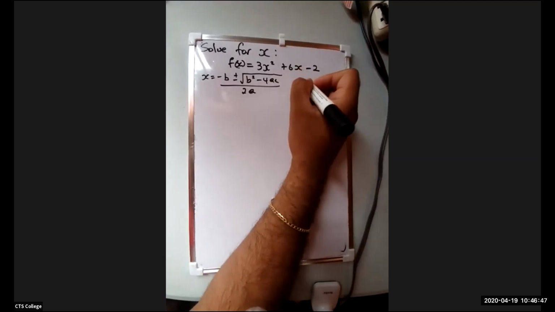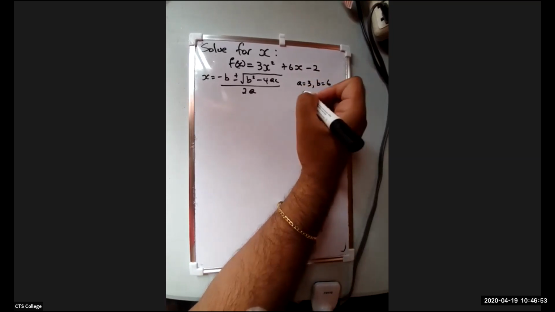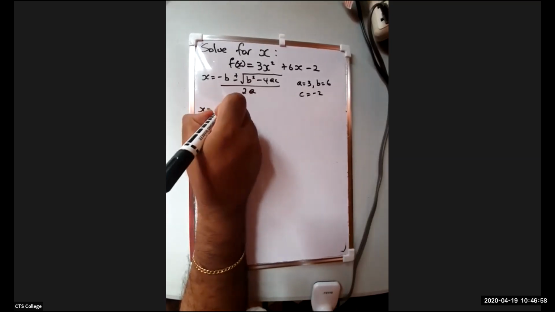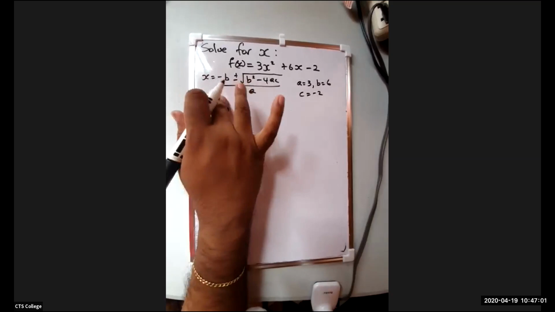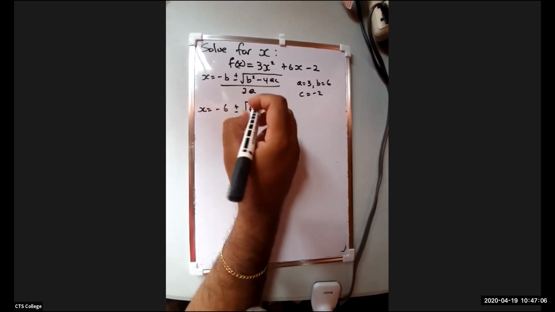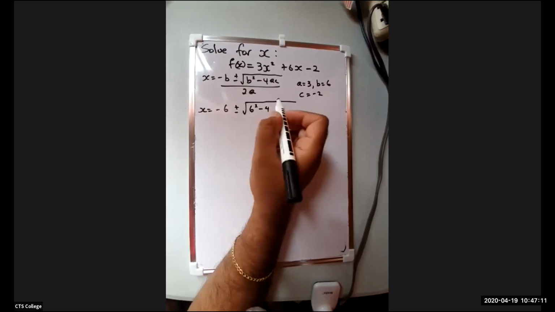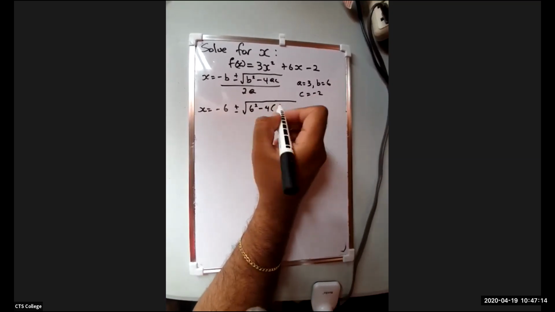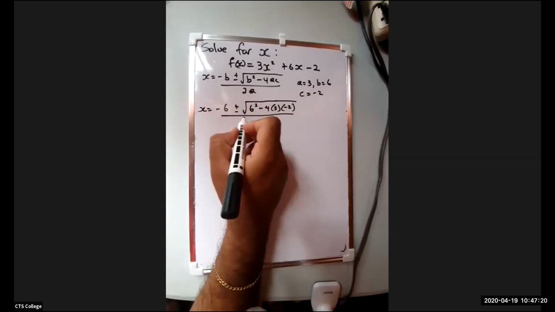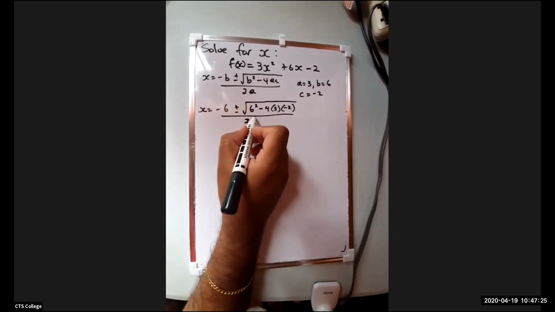Let's determine our values for A, B, and C. A is 3, B is 6, and C is -2. So x is equal to minus b plus or minus the square root of 6 squared minus 4 by a, which is 3, by c, which is -2, all over 2a, which is 2 by 3.